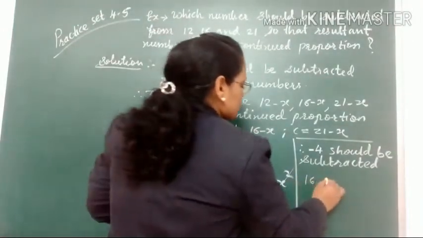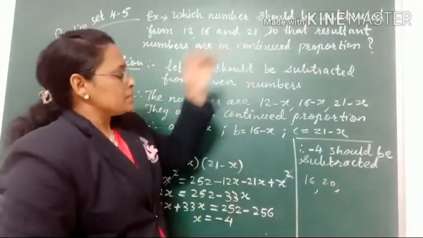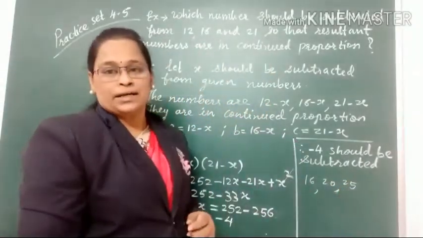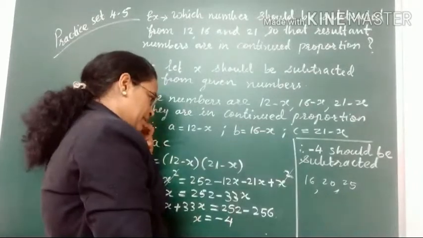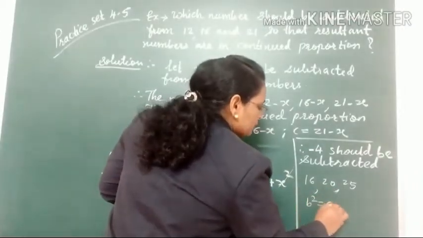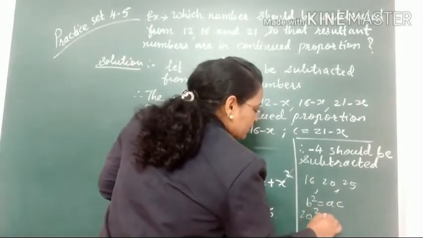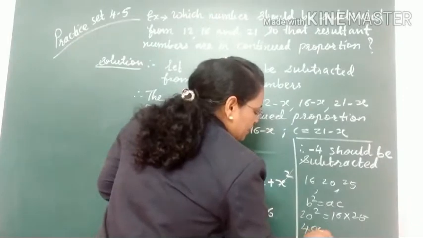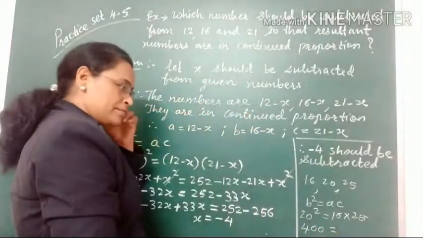16 plus 4 that is 20, and 21 plus 4 that is 25. So let's check whether these three numbers are in continued proportion or not. Middle number B, that is B square is equal to AC. So 20 square is equal to 16 into 25. So that is 400 is equal to 16 into 25.